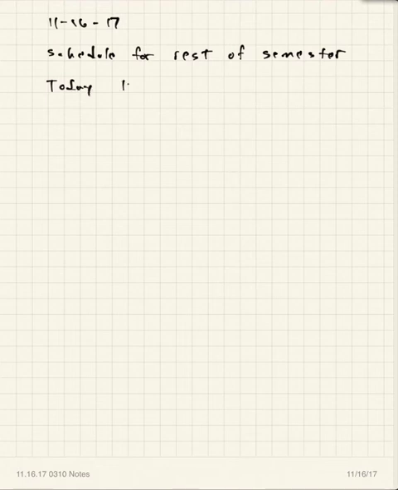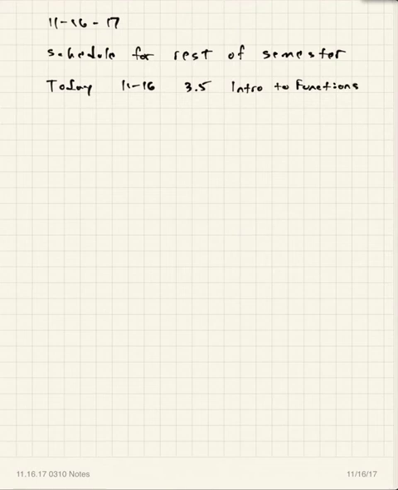So today is 11/16, and today we are going to do an intro to functions. This is section 3.5 in your textbook, an intro to the idea of a function. This is a big deal going into college algebra.